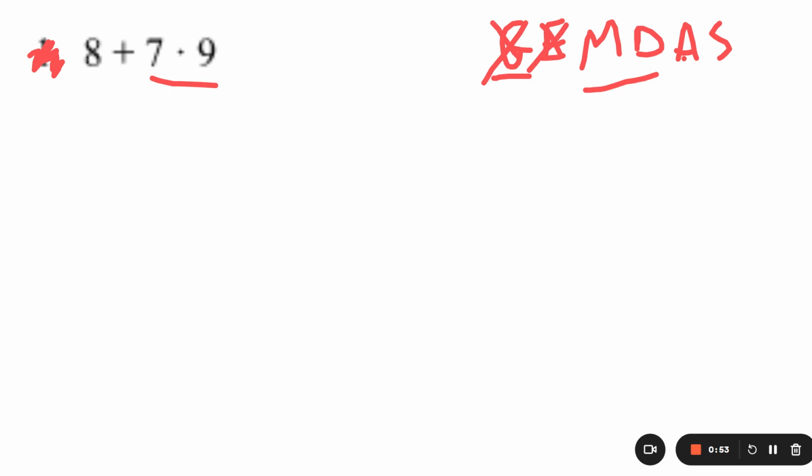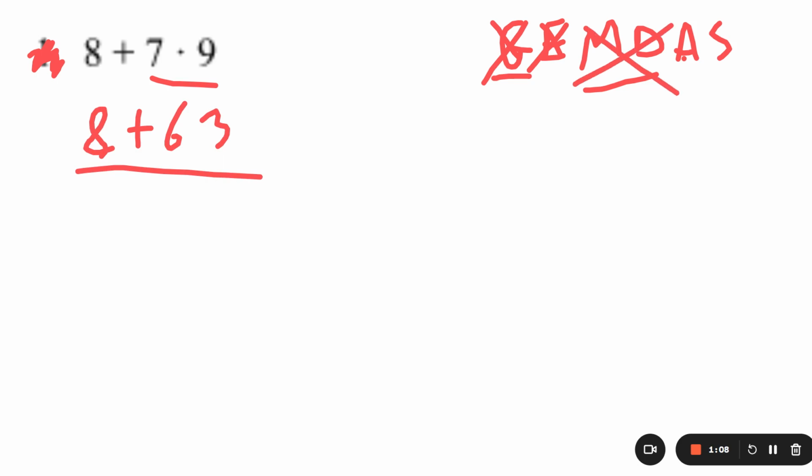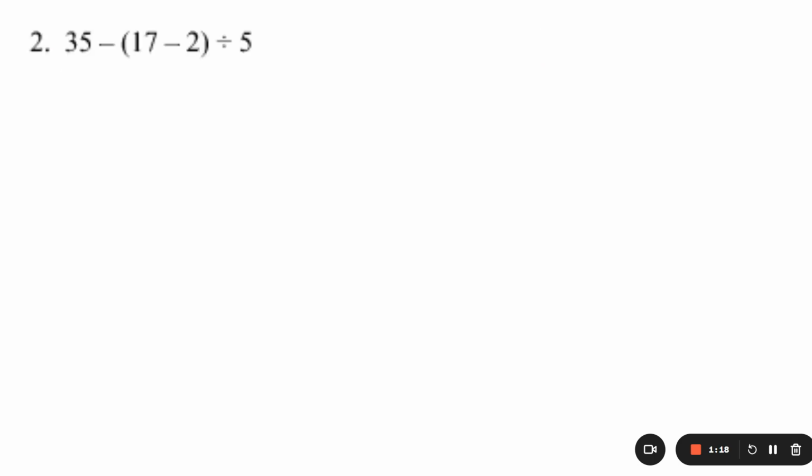So 7 times 9. What is 7 times 9 going to give me? I'm not big brain like that, so I'm using my calculator. It gives me 63. So now I have 8 plus 63. I'm done with multiplication and division, so now I'm on to adding and subtracting, and that is going to give me 71. Light work.